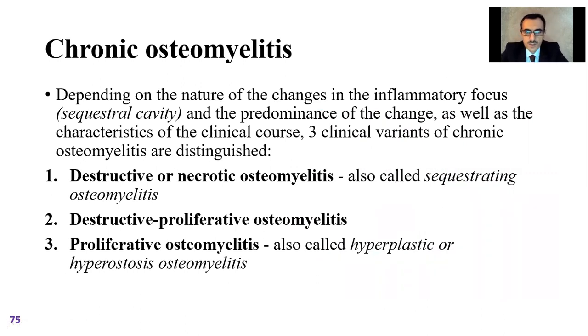Depending on the nature of the change in the inflammatory focus and the predominance of the change, as well as the characteristics of the clinical course, three clinical variants of chronic osteomyelitis are distinguished. First, destructive or necrotic osteomyelitis, also called sequestrating osteomyelitis; second, destructive proliferative osteomyelitis; and third, proliferative osteomyelitis, also called hyperplastic or hyperostosis osteomyelitis.